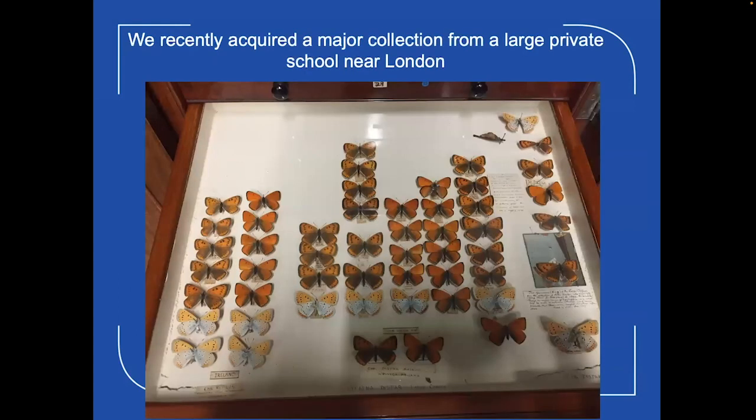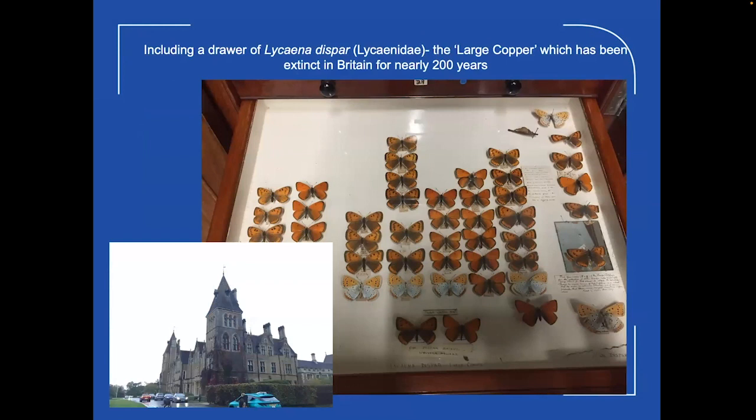So I'm going to talk about why I actually gave this talk. We recently acquired a major collection from a large private school near London. This collection included, for example, a whole drawer of this species of butterfly, the large copper, which has been extinct in Britain since the middle of the 19th century. And it had extensive collections which had been given to it by former students.